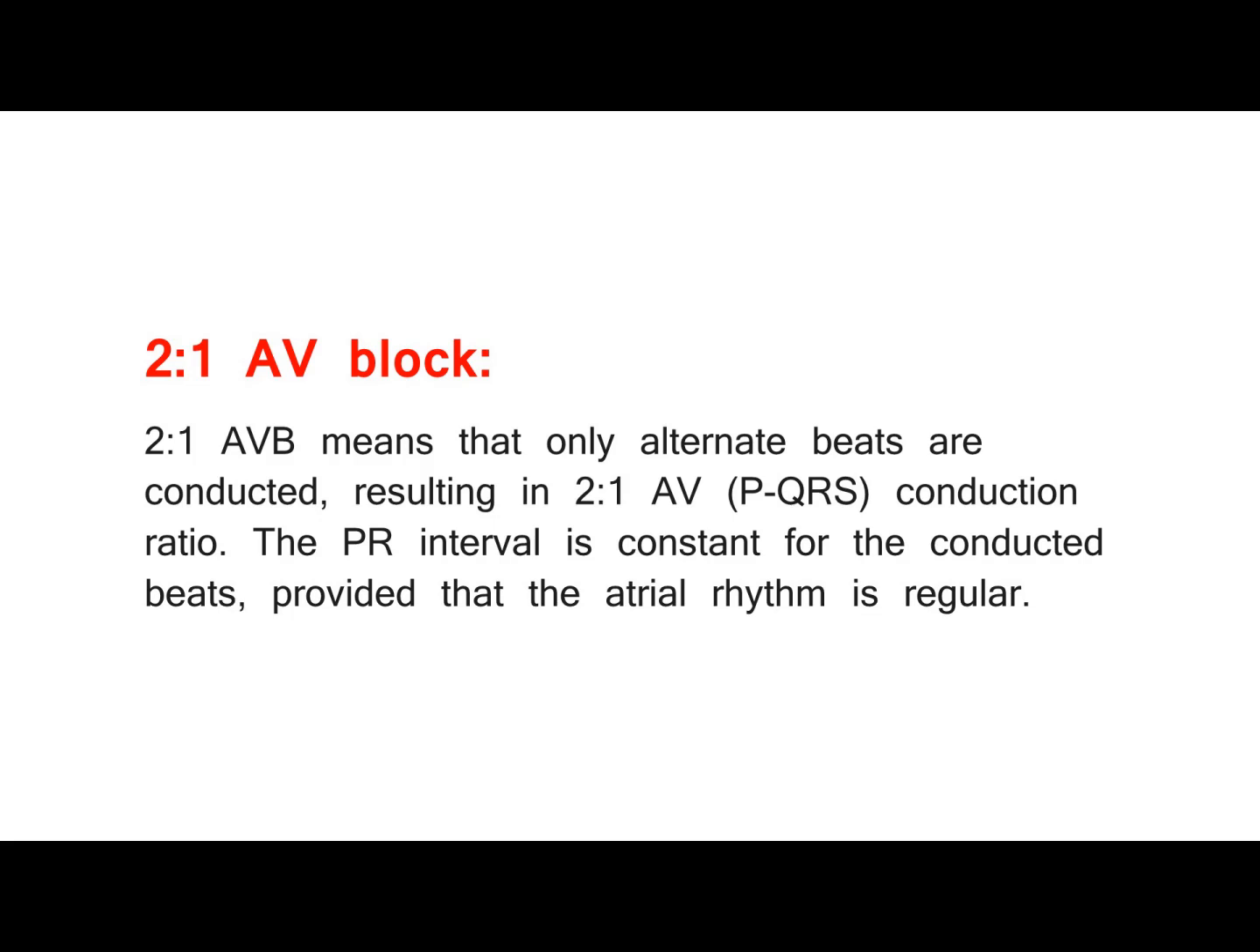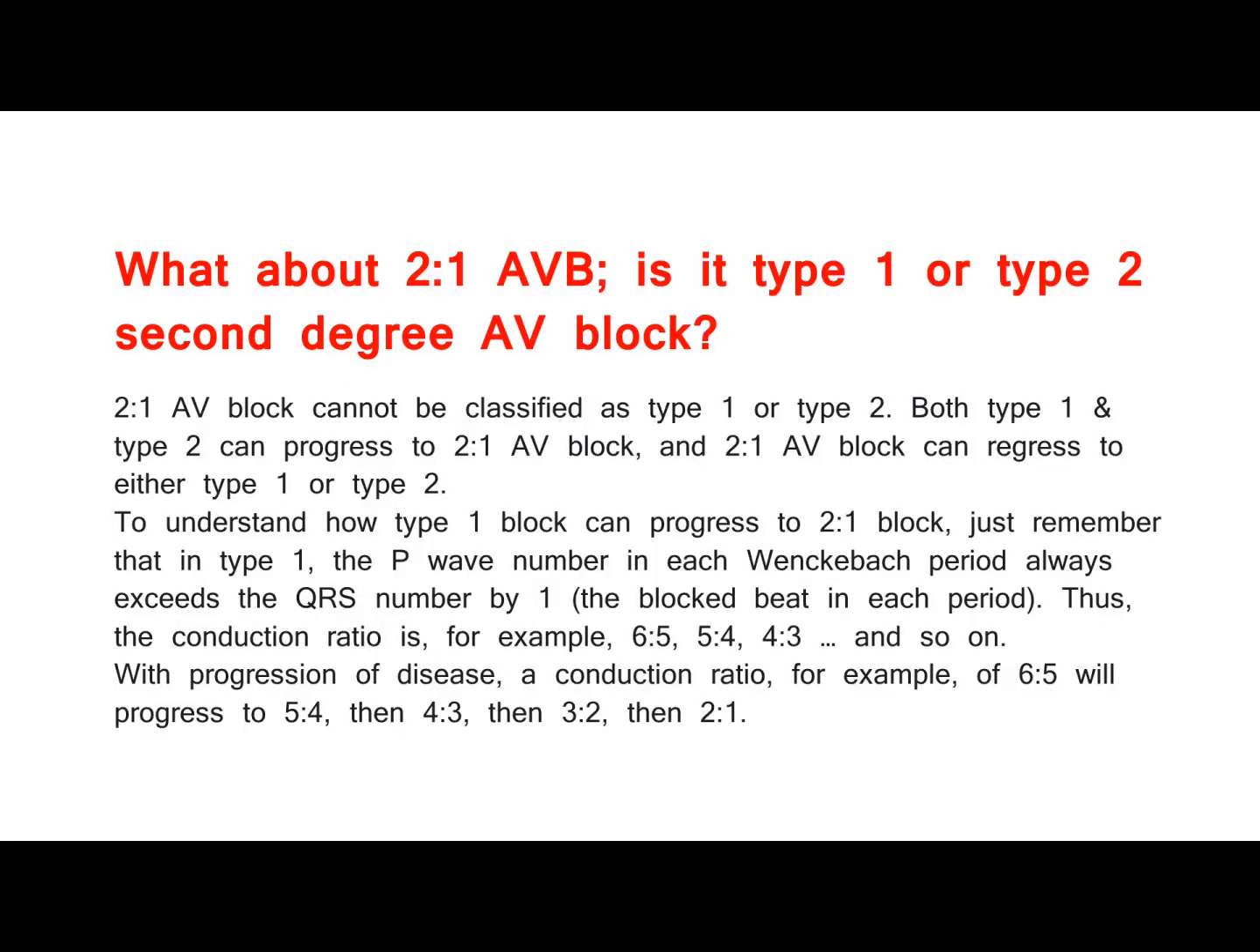2:1 AV block. 2:1 AVB means that only alternate beats are conducted, resulting in a 2:1 AV, P to QRS, conduction ratio. The PR interval is constant for the conducted beats, provided that the atrial rhythm is regular. What about 2:1 AVB, is it type 1 or type 2 second-degree AV block? 2:1 AV block cannot be classified as type 1 or type 2. Both type 1 and type 2 can progress to 2:1 AV block, and 2:1 AV block can regress to either type 1 or type 2.